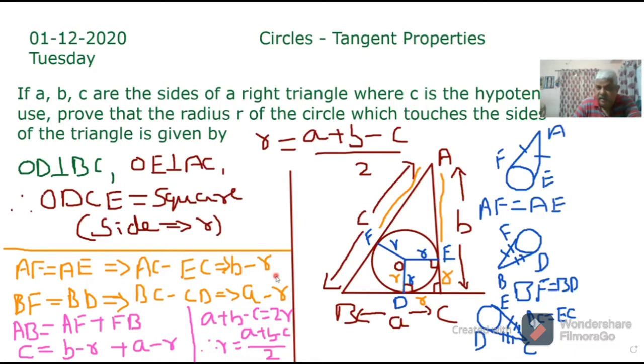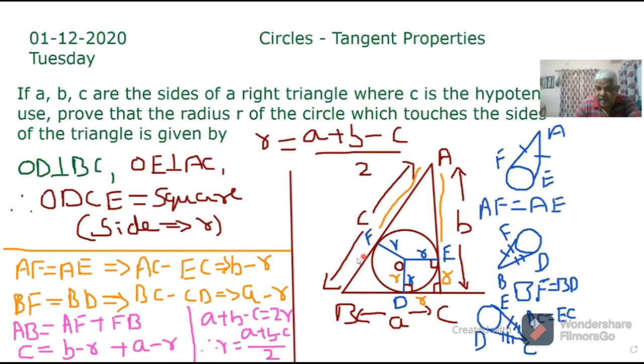AC is B minus R, I consider. In the same way, I took BF and BD are equal. BD is written as BC minus CD. Therefore, I have taken it as A minus R. Now, I came to the third side, hypotenuse AB.